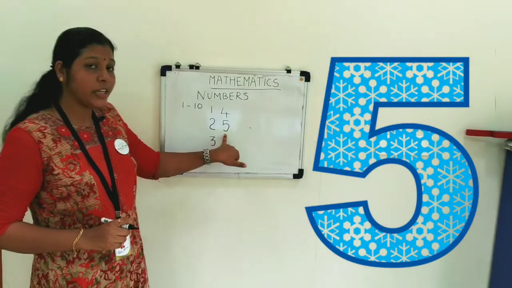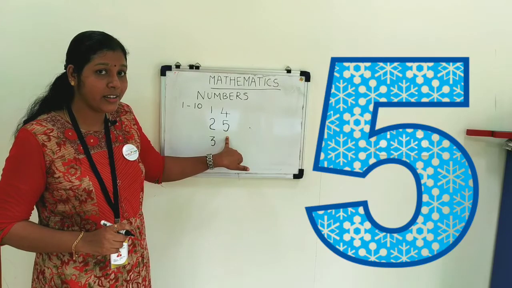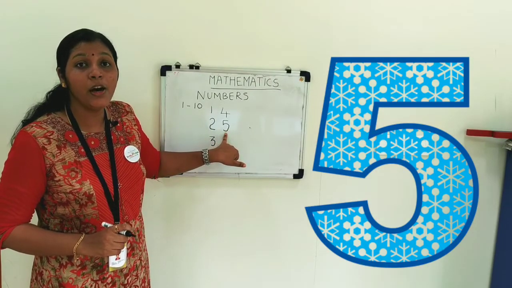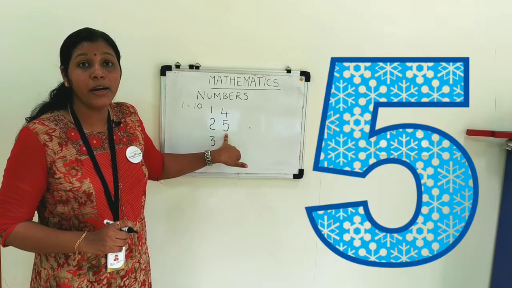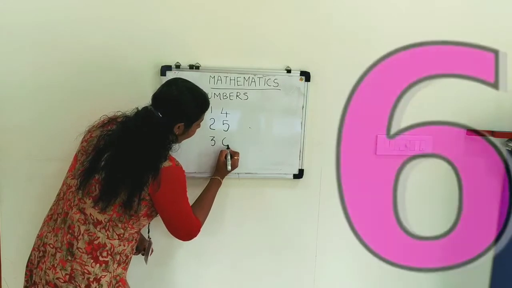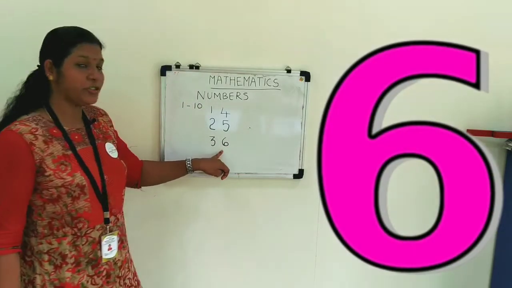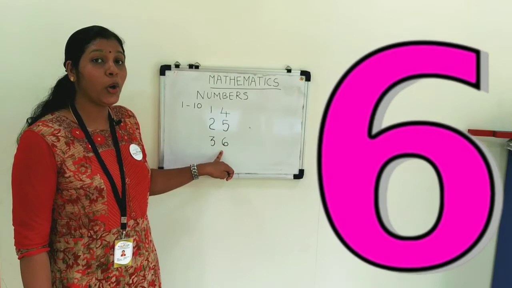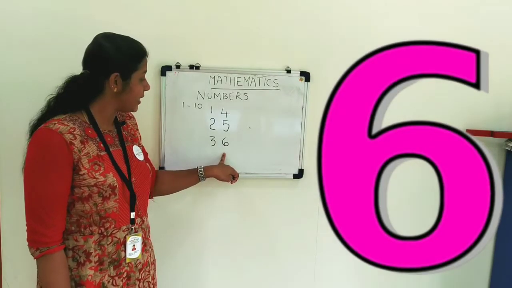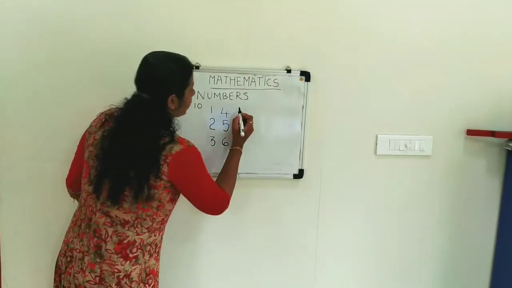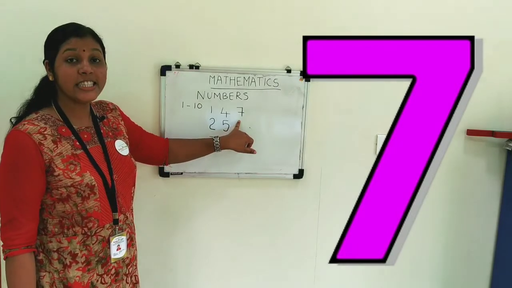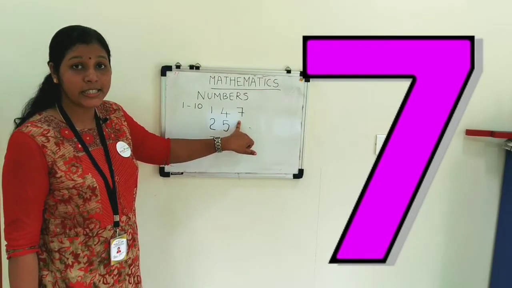Children, which number is this? Yes, this is number 5. And which number is this? Does anyone know? Yes, this is number 6. And this is number 7.